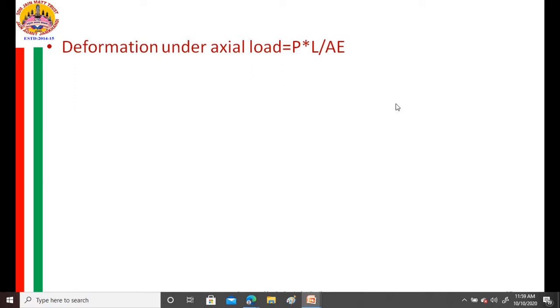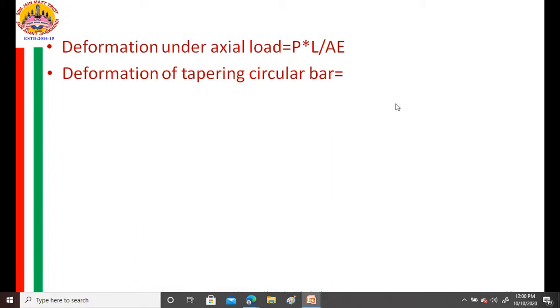Then we have studied the axial deformation of the member. When a member is subjected to the axial load P, the axial deformation is given by del L is equal to P into L divided by A into E. Then we have studied the deformation of the tapering bar. Two types of bars we have taken: one is circular, one more is rectangular.